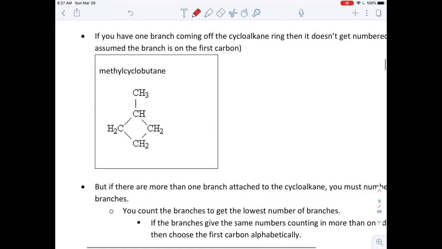If you get a branch coming off of your ring structure, we're not going to need to assign a number to the branch as long as there's only one branch. In this case, we've got a cyclobutane with a methyl, so it's just methylcyclobutane. We're assuming that the branch is coming off the first carbon. Our general principle for naming organic molecules is not to give numbers to things that don't need them. Since there's only one branch and it's a ring, it's going to be at the first carbon.